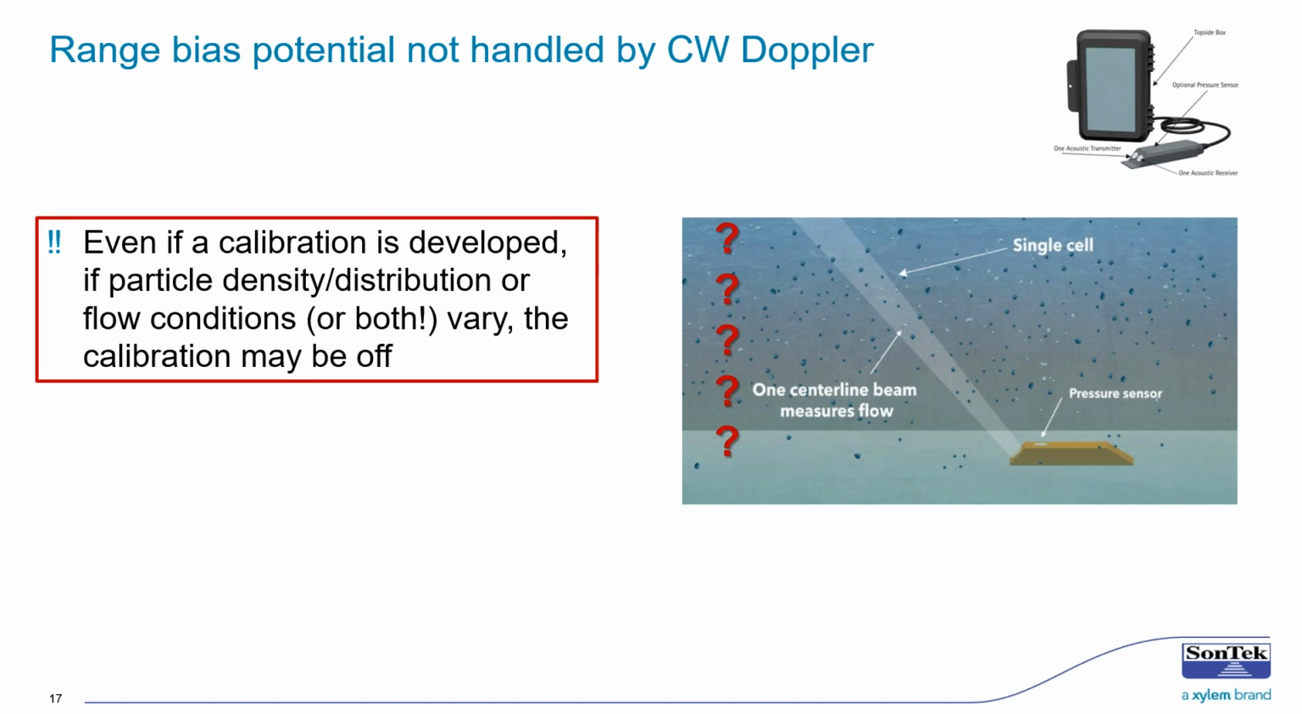Oftentimes, what continuous wave instruments have to do to account for some of these changes is that they're programmed with some sort of calibration or some sort of offset to be able to adjust the actual calculation. The issue with that, like we discussed before, is that these flow regimes can change. Sediments can suspend differently. So if anything changes within those conditions, the calibration may be off.